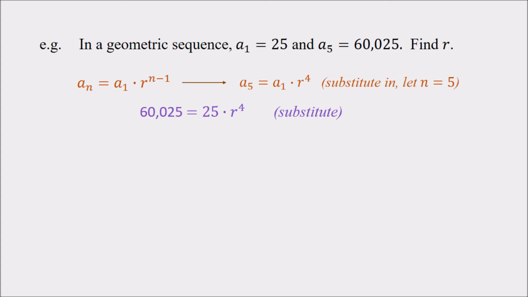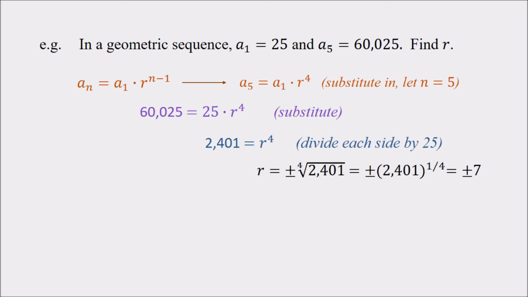And then I could divide each side by 25 to get r to the fourth equals 2,401. This time I don't need logarithms because I do know the exponent's value. It's the base that I don't know. So I have two options. Either I could fourth root both sides, or I could raise each side to the 1/4 power. I prefer typing into my calculator to the 1/4 power. It's just a little faster.